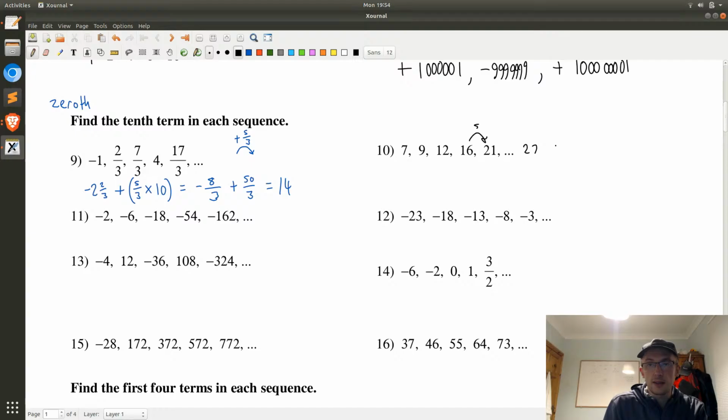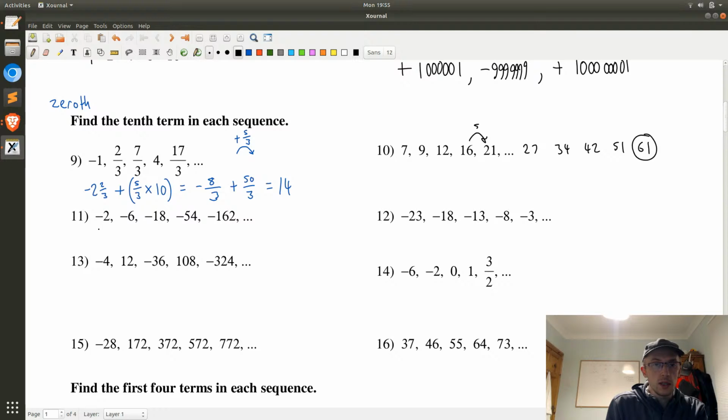Add on 7 and we get to 34. Add on 8 and we get to 42. Add on 9 and we get to 51. Add on 10 and we get to 61. Just there like that. Fine.